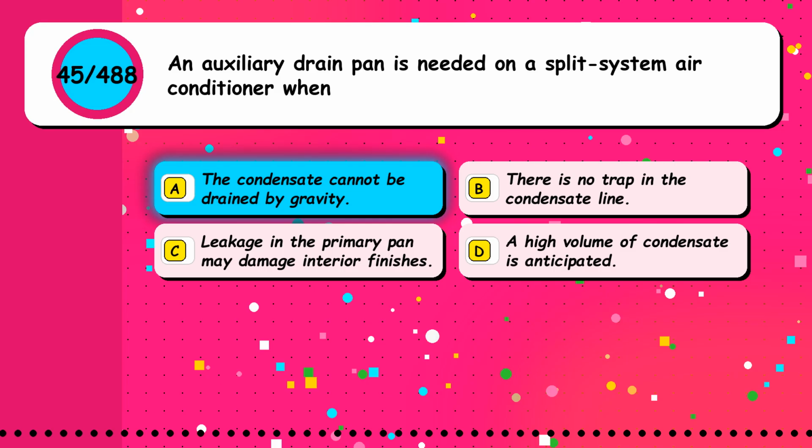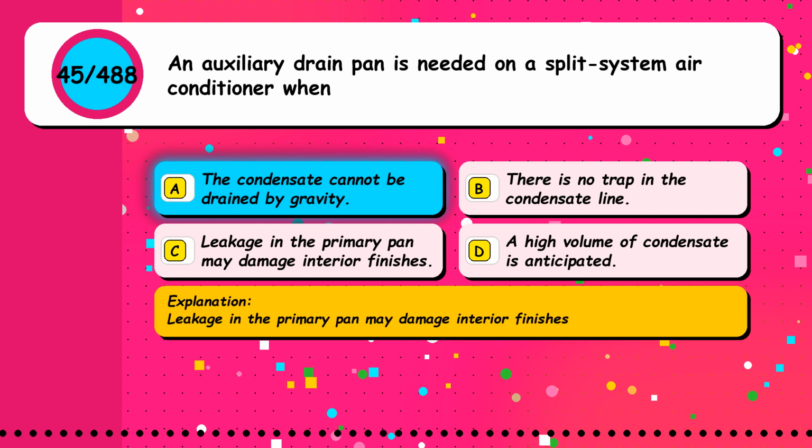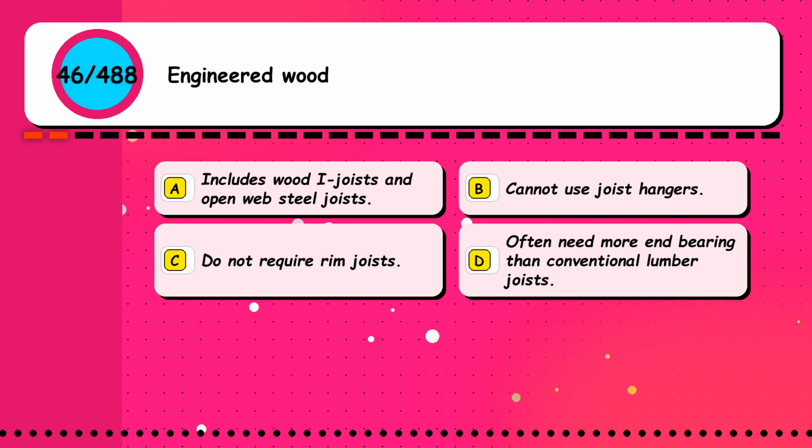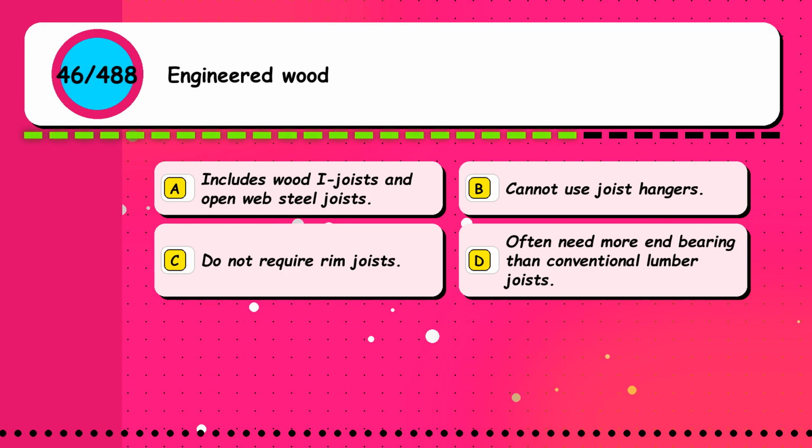The correct answer is option A, the condensate cannot be drained by gravity. Leakage in the primary pan may damage interior finishes. Question 46. Engineered wood: Option A, includes wood I-joists and open web steel joists. Option B, cannot use joist hangers. Option C, do not require rim joists. Option D, often need more end bearing than conventional lumber joists.